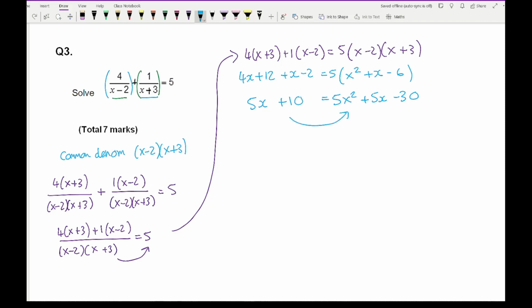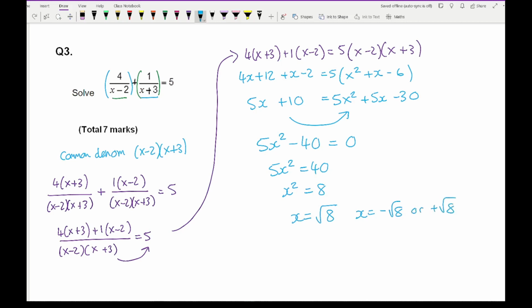Then taking this over to this side, I end up with 5x squared. The 5x and the 5x cancel, and then I end up with minus 40 equals 0. And this is what I then need to go on to solve. So from this, I've got that 5x squared equals 40, divide by 5 and I end up with x squared equals 8. So x equals the square root of 8. So x equals minus root 8 or positive root 8.